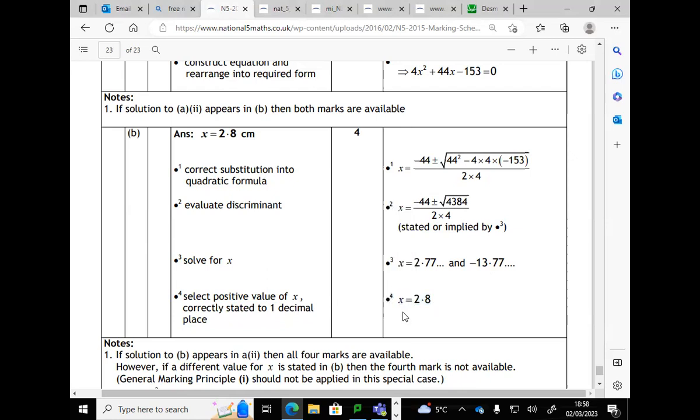That is so easy to miss. Such an easy mark to miss. It's also such an easy mark to get. You already have the answer. You're just rewriting it and making sure that you're picking the right one. We can't pick a negative value for the width. It has to exist.